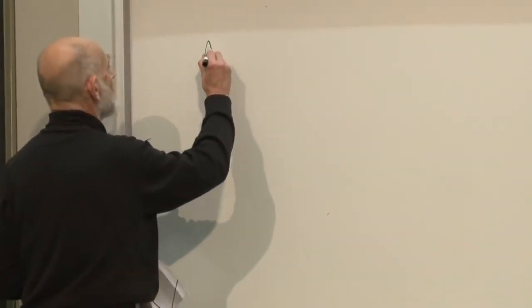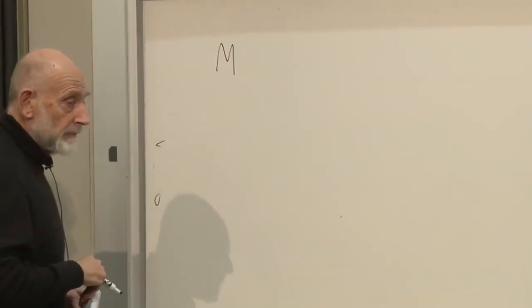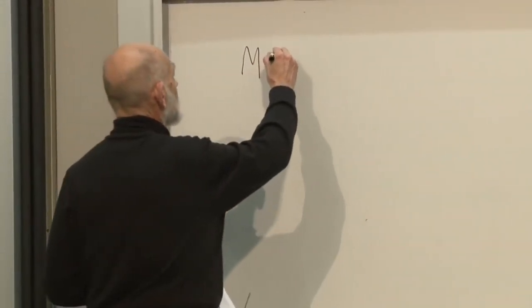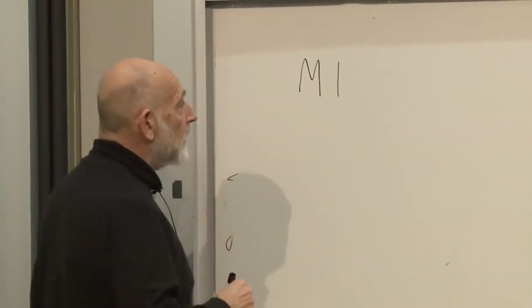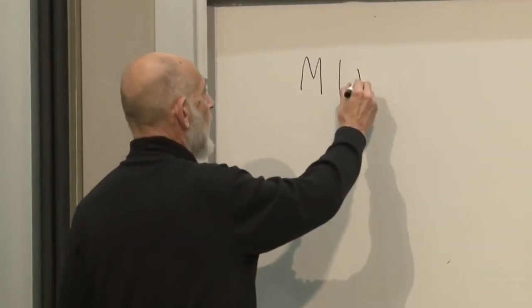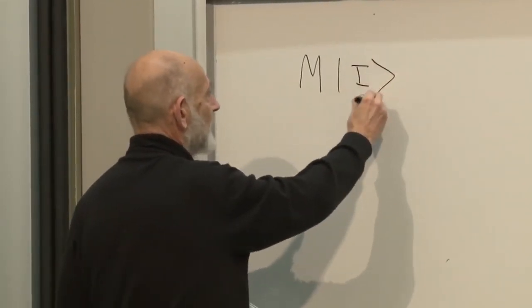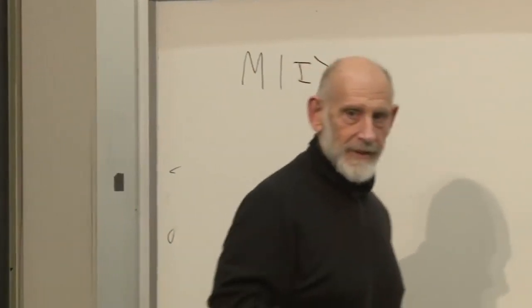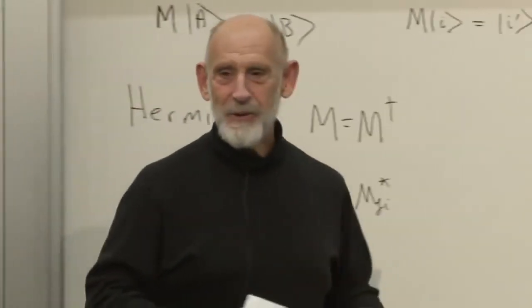But if there are eigenvectors, they're defined in the following way. Again, I'm going to use M for the generic operator. M acts on an eigenvector. Let's call the eigenvector I, I for eigen. Now, of course, I is not for eigen. Eigen begins with an E.